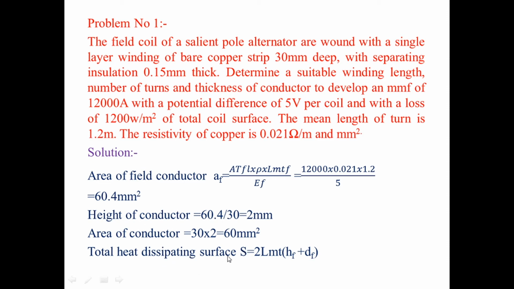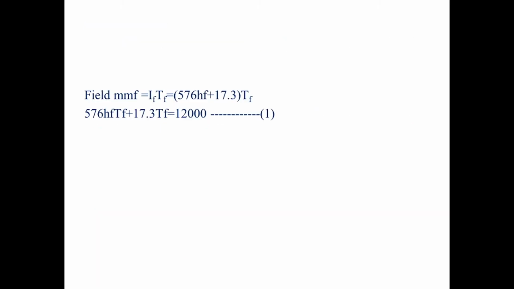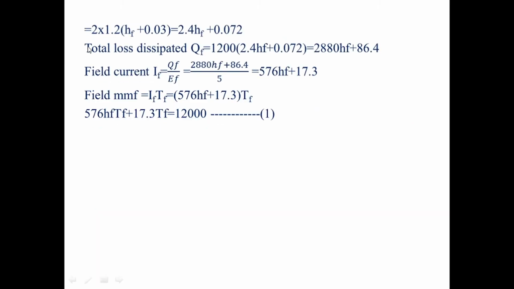Now the total heat dissipating surface equation is given by S is equal to 2 into LMT into HF plus DF, where LMT is the length of the mean turn and HF is the height of the field winding plus DF the depth of the field winding. If you substitute these values, 2 into 1.2 into HF plus 0.03, you will get 2.4 HF plus 0.072, correct. So 1.2 into 2 is 2.4, and 2.4 into 0.03 is 0.072.